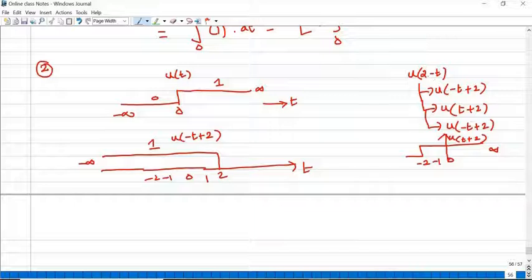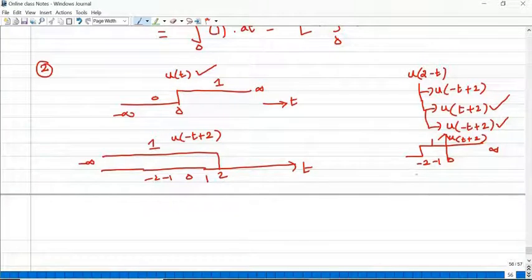First rewrite the given problem: u of t, then u of minus t plus 2. Time shifting first and then time reversal. If this is u of t, then u of t plus 2 represents the signal started in advance by 2 units of time. That is, from minus 2 onwards the magnitude is 1. That is completed. Then time reversal of the signal.